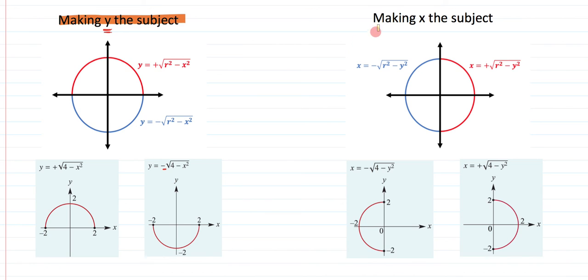But what if we were to make x the subject? Well, if we were to make x the subject, then that would mean when it's positive, I'm going to get the right-hand side of my circle. And when it's negative, I'm going to get the left-hand side of my circle. The reason why I bring this up is because there are some questions in the textbook which are going to require you to know this.